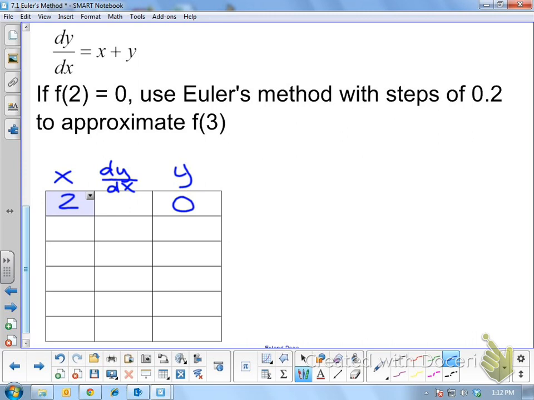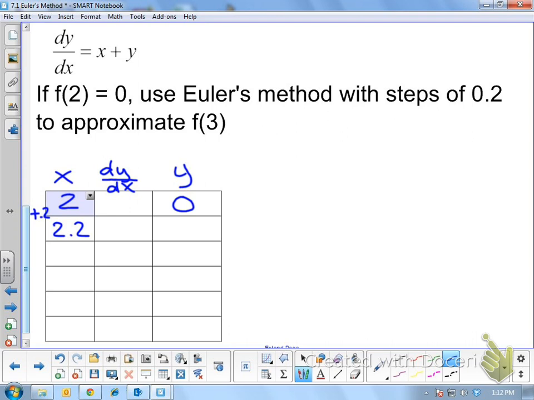So if they want steps of 0.2, that means my next x value I'm going to pick is 2.2. I'm moving to the next x value on the list. I'm going to add 0.2 each time. That's what they mean by steps. And the more steps we use, the more accurate it would be. But when they have you do this by hand, usually they only have you do 2 steps. I did more on this one just to help practice and get the idea.